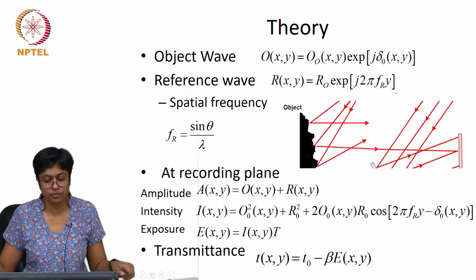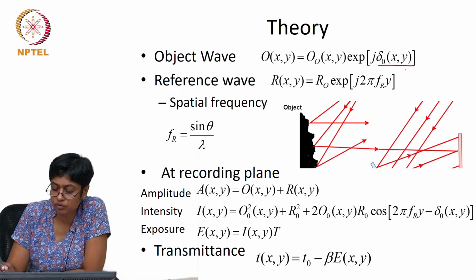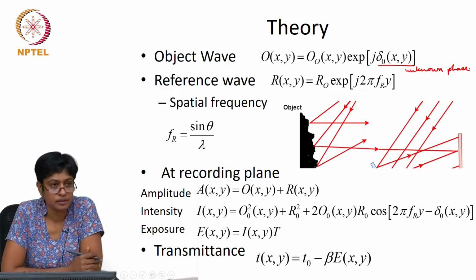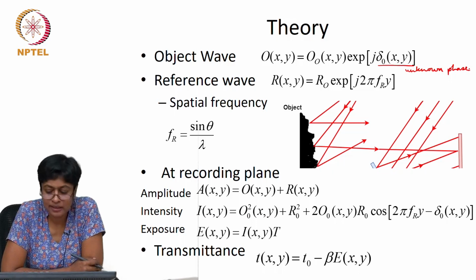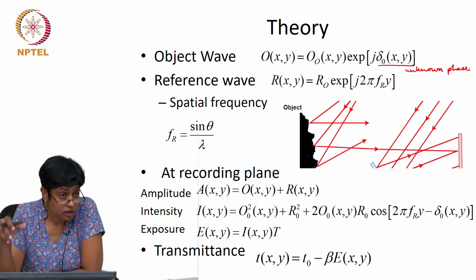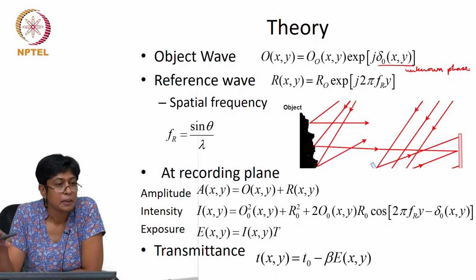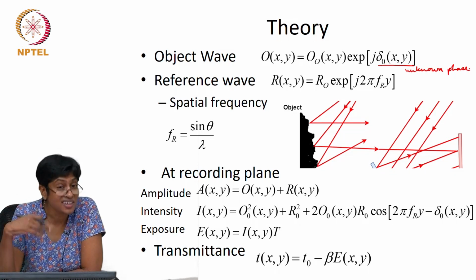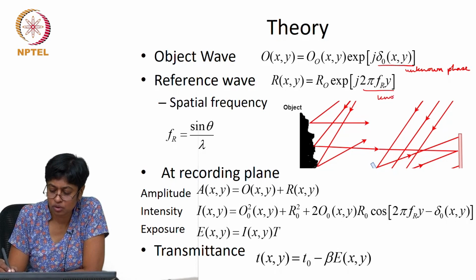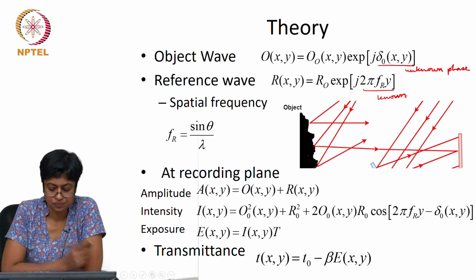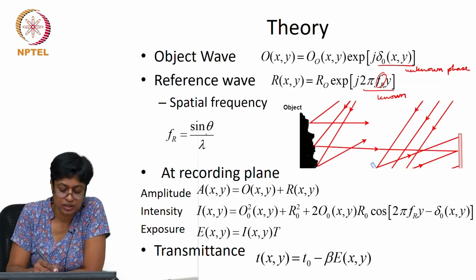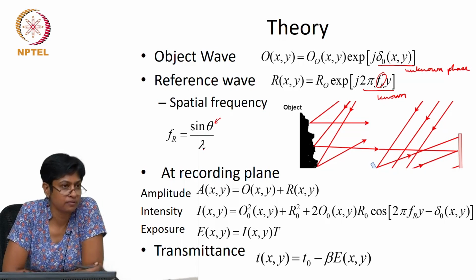This was our object wave, right? This was the unknown phase that contains the object information. Right? In a hologram, it's not necessarily that I want to get a value for delta naught of x, y. It may not be that I need to quantify that, but I want that stored somehow so that I reconstruct the object. That's the idea. This is a reference wave, this is known. And in fact, as I said, this Fr is a function of the angle of incidence and the wavelength of the light.